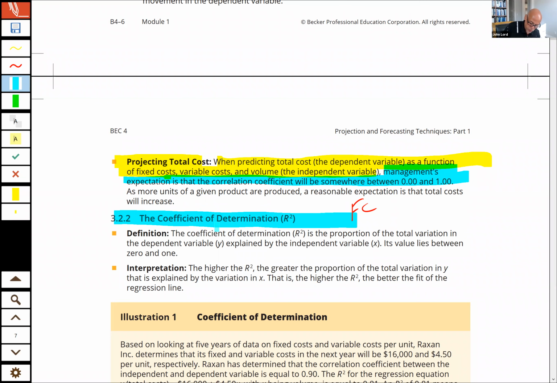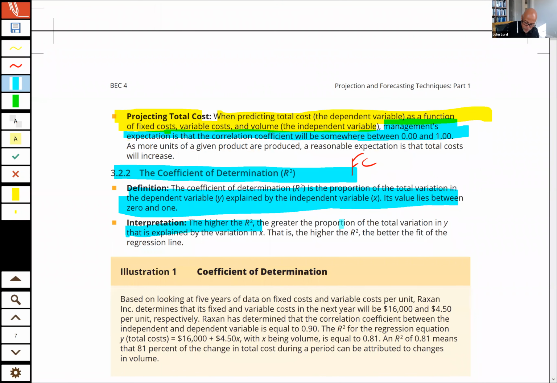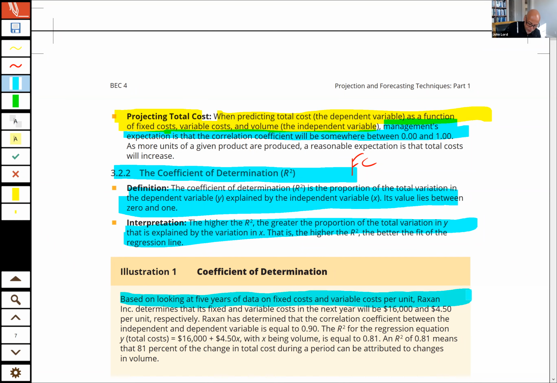And so what you do is you simply square the coefficient of correlation. Since we have now taken maybe that negative number and squared it, that will tell you how much of the variation is explained by the independent variable, how much of the change in the dependent variable is explained by the change in the independent variable.